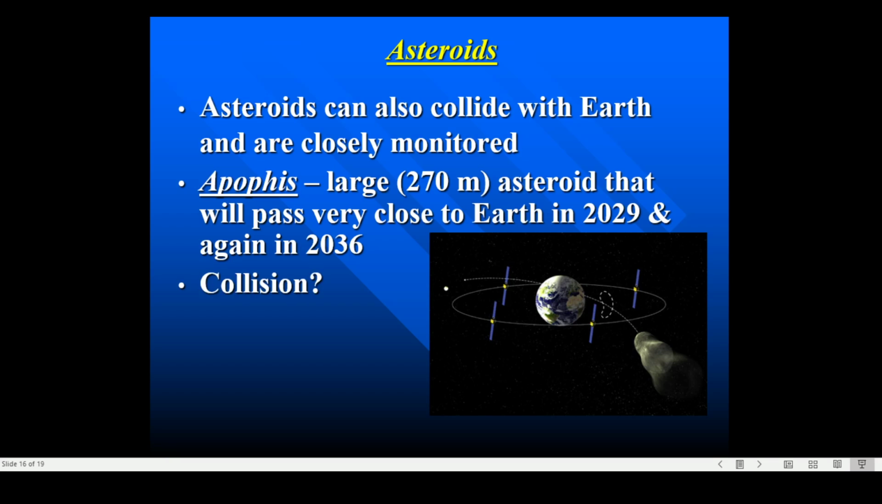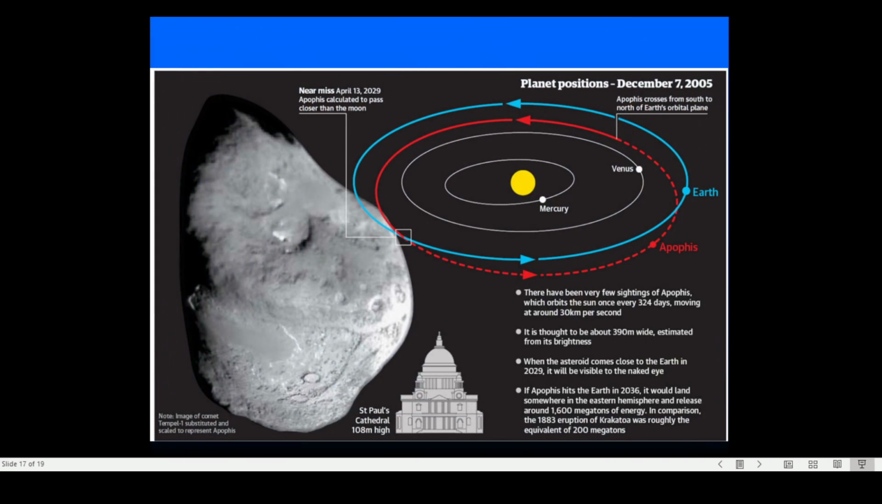So, collision, you say? Well, let's take a look here. So this is the projected path. So again, a very near miss. In reality, this is a lot of distance between the asteroid and Earth, but in cosmic terms, not much at all. As I say, it's thought to be pretty wide, 390 meters, and that's estimated from the brightness it gives off. And when it comes close to us, you can actually see it without the aid of binoculars or a telescope.